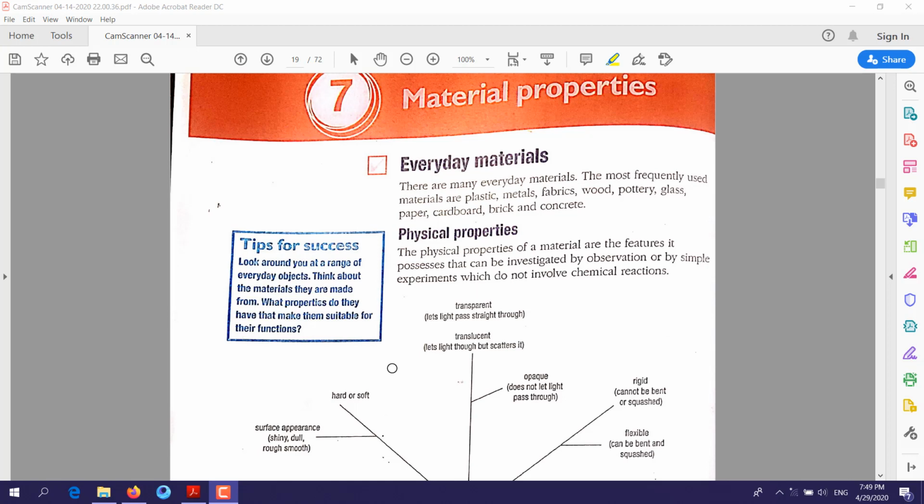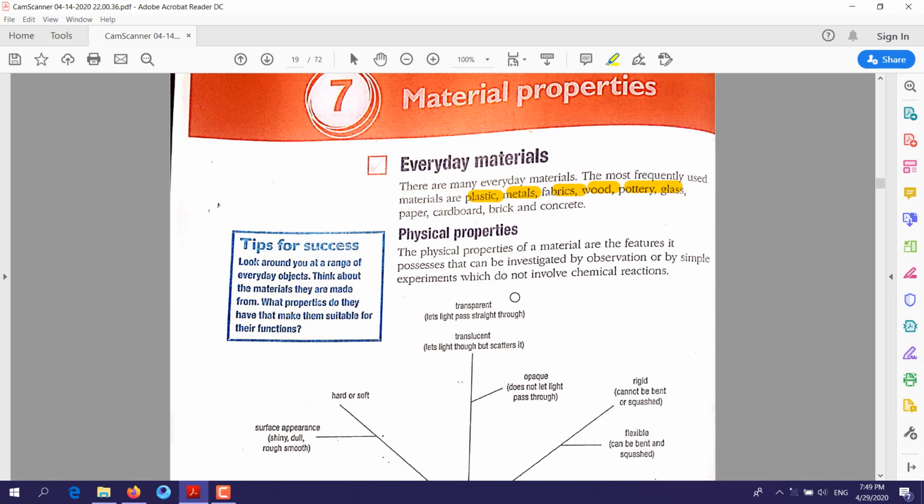All the materials that we use in our daily life are examples of either plastic, metals, fabrics, wood, pottery, glass, paper, cardboard, and so on. All these materials, we can differentiate between them by their properties. Now, we have two main types of properties: the physical properties and the chemical properties.